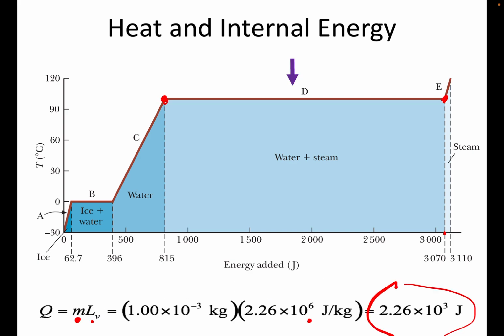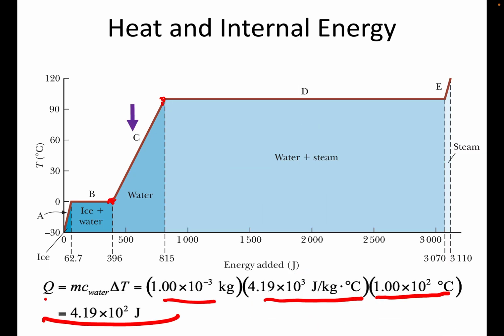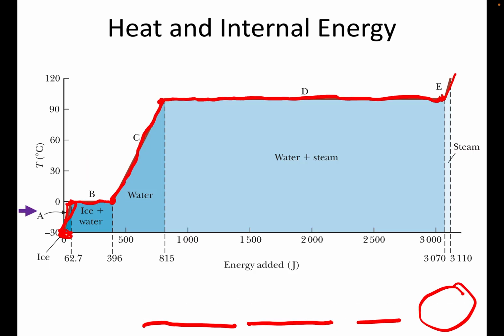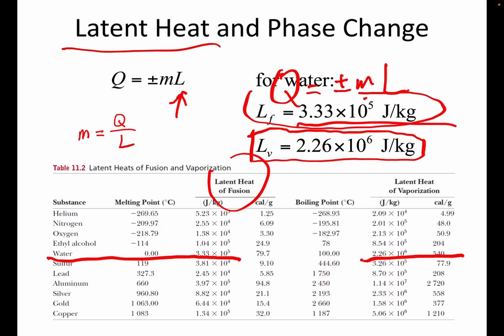Here it requires much more energy because the latent heat for water to become steam is large, 2.26 times 10 to the 6 joules per kilogram. So going back to here, you can see the latent heat for water to become gas is almost 10 times the latent heat for ice to become water.